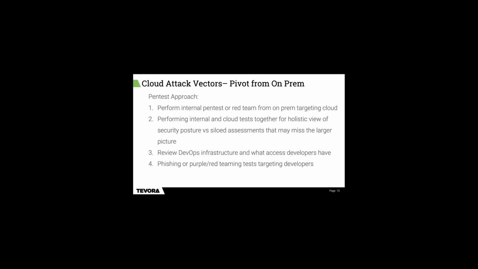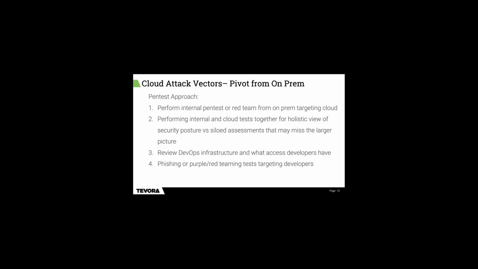It's also worth testing against the cloud environment from the on-prem network to see what's possible and identify any security gaps. We recommend performing them together at the same time, and if possible, providing information to the consultant and communicating with them what you want out of this engagement, to align efforts more closely with the goal.